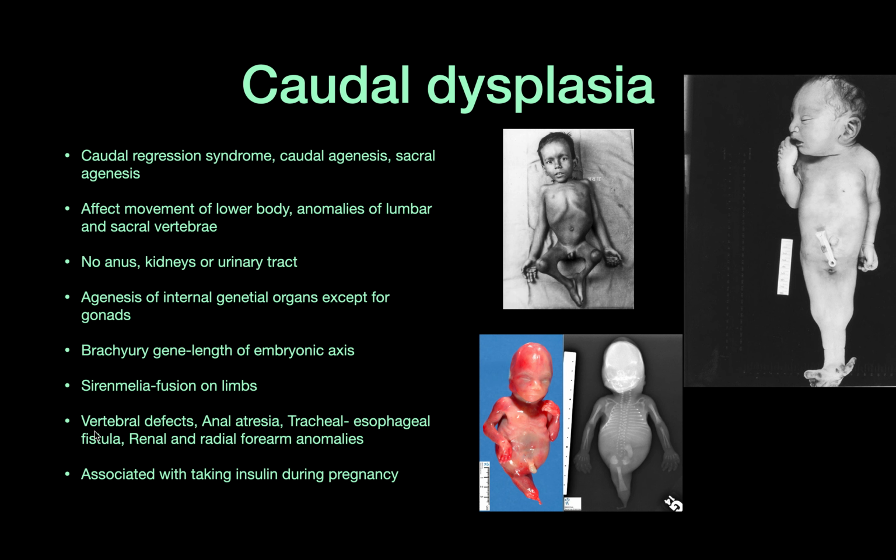It also has vertebral defects, anal atresia, tracheoesophageal fistula. These two are abnormally connected together. As you know, the trachea and the esophagus are separate structures, and they are also separated by a layer of viscera. And then the renal and radial forearm will also have abnormalities. This has an association with taking high levels of insulin during pregnancy. I don't believe that this is the direct cause, but this just has a very strong association.